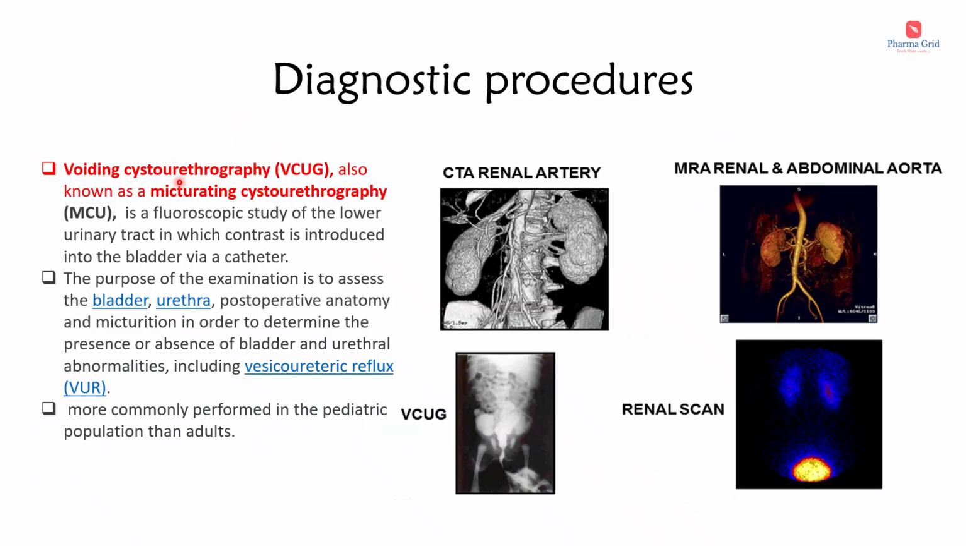VCUG, that is voiding cystourethrography, also known as micturating cystourethrography, is a fluoroscopic study of the lower urinary tract in which contrast is introduced into the bladder via a catheter. The purpose of the examination is to assess the bladder, urethra, post-operative anatomy and micturition in order to determine the presence or absence of bladder and urethral abnormalities including vesicoureteric reflux. And this diagnostic procedure is more commonly performed in the pediatric population than the adults.